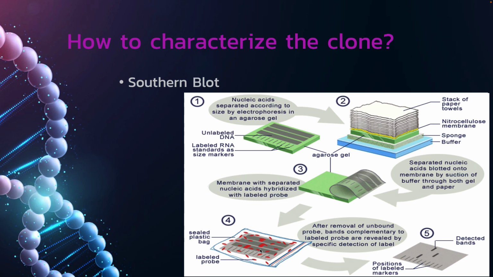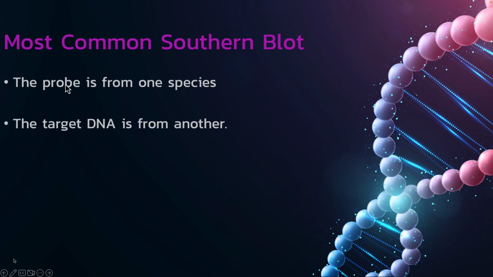Often when we characterize these, we can use what are called Southern blots. So a Southern blot is just running a DNA gel. You transfer the DNA from the gel to a membrane. You use a probe you've designed to find out which clone has your gene of interest. Most commonly, the probe is from one species and the target DNA is from another.